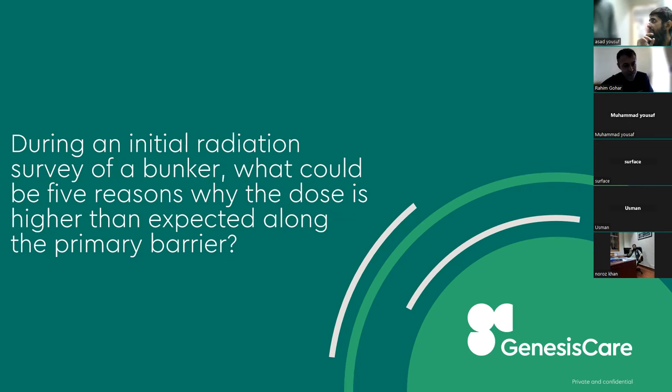So this is again radiation protection. During an initial radiation survey of your facility, what could be five reasons why the dose is higher than expected along the primary beam? You are done with your survey and everything, and you have to give a report, and unexpectedly the readings are higher. What are some of the reasons, at least five? One reason might be that there may be a crack in the primary barrier. Yeah. One more.